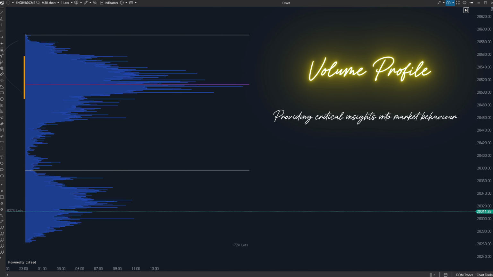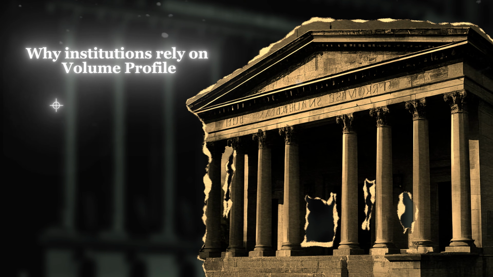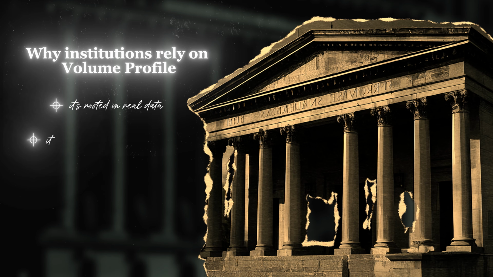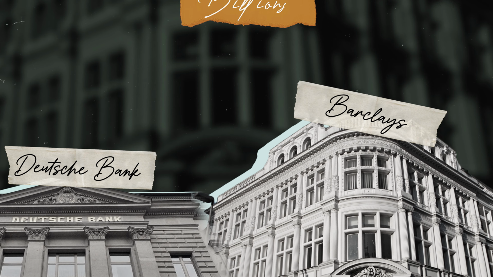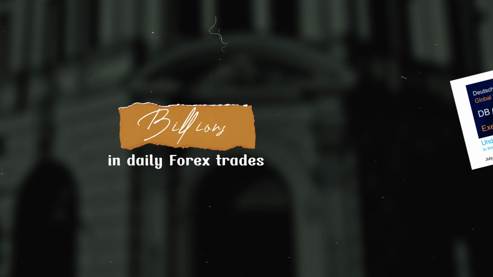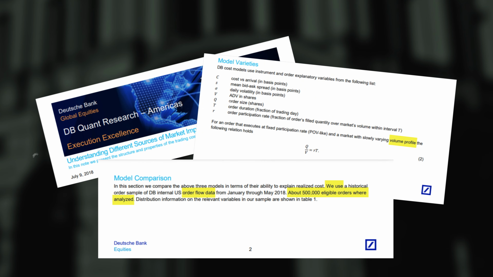And here's the best part. Unlike the subjective nature of support and resistance, volume profile gives us an objective and factual approach to analyzing the market. This is why institutions rely on volume profile, because it's rooted in real data and reflects where smart money is most active. For example, Barclays or Deutsche Bank, which are responsible for billions of dollars in daily forex trades, analyze these zones of value to determine their points of interest. By doing so, they gain a competitive edge.